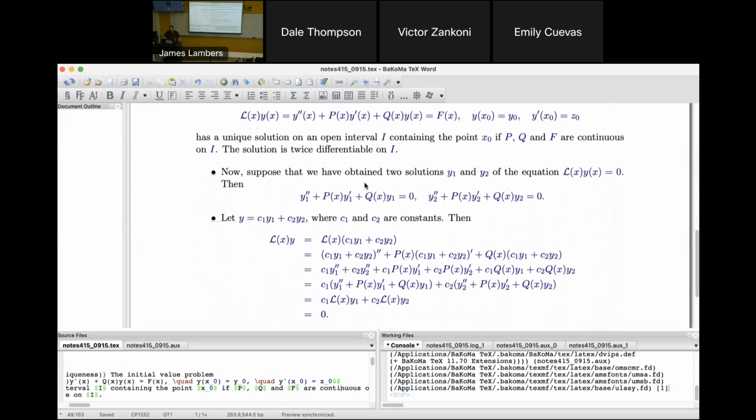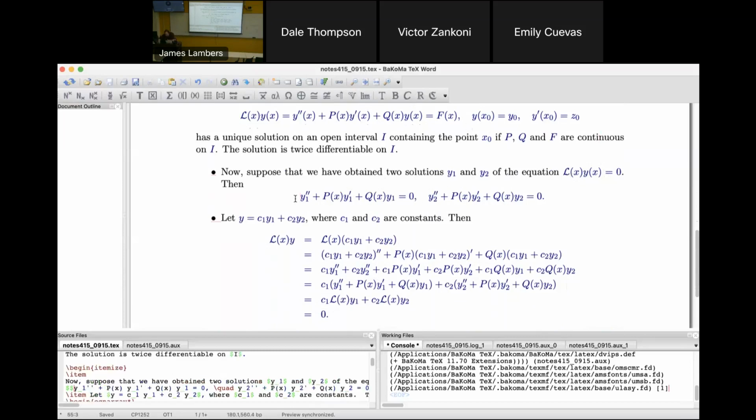Now, suppose we have two solutions of the homogeneous form of this ODE, the differential operator applied to y equals 0. So we'll call the solutions y1 and y2. Here we have y1 being a solution, y2 being a solution. And now you define y to be a linear combination of those two solutions. C1 and C2 have to be constants. So then I can see if this y is a solution.